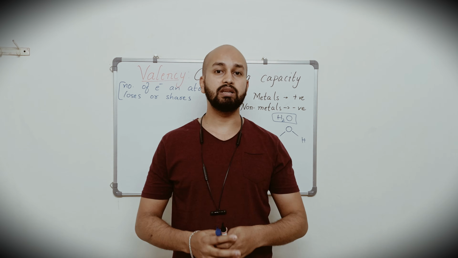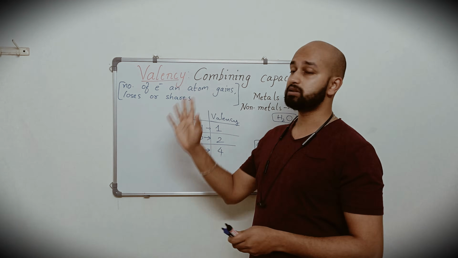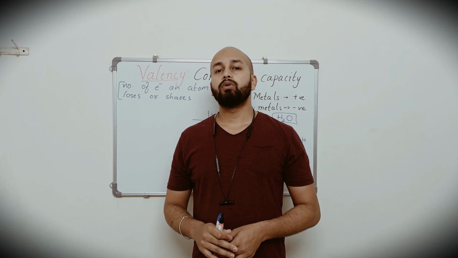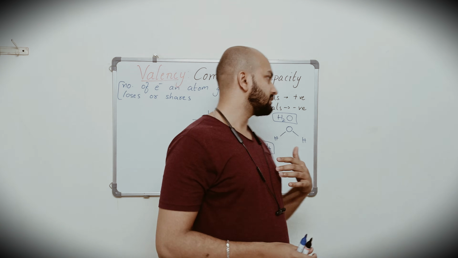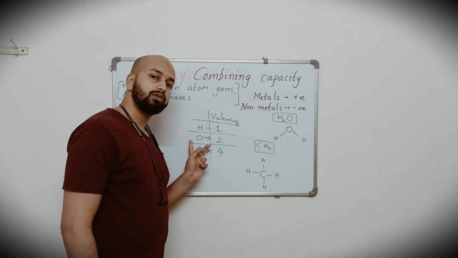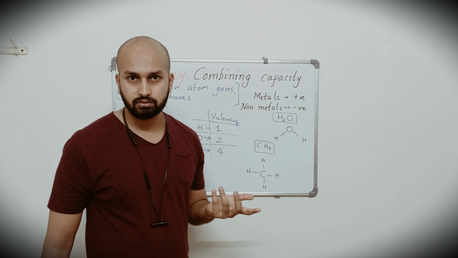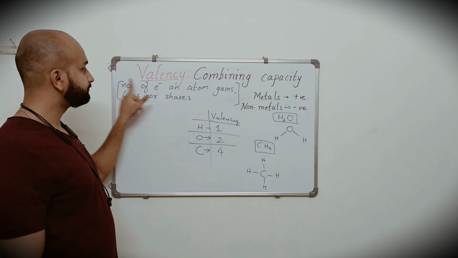This is what is called valency. This is how I have written it in simple terms: it's just the combining capacity of an atom. But if you want a little more detail, I have just told you that the valency of hydrogen is 1, oxygen is 2, and carbon is 4. How do you determine it? For that, we can answer it from this.